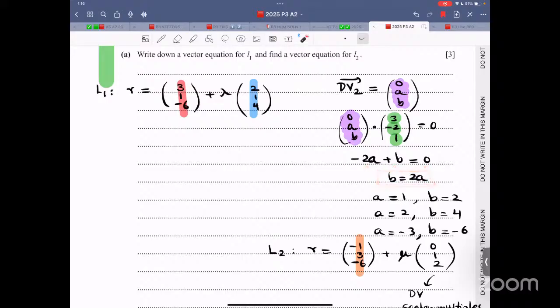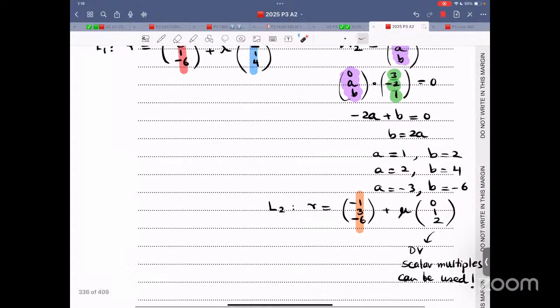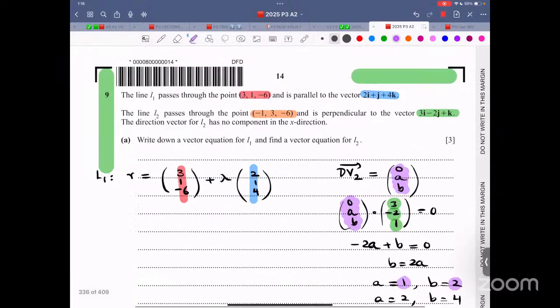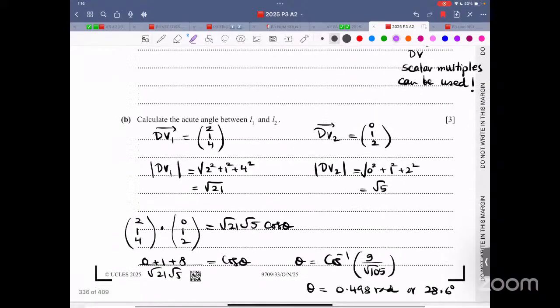b is 2a. The reason why we can solve it is that direction vectors are scalar multiples of one another. So b is equal to 2a. If a is 1, b is 2. If a is 2, b is 4. If a is -3, b is -6. So I chose the easy one, that is 1 and 2. So I wrote 1, I wrote 2 over here. That's how I get this thing. So this was a very nice concept that they asked for this. Very out of the box. Calculate the acute angle. That is the basic thing. I think that is all good about vectors.